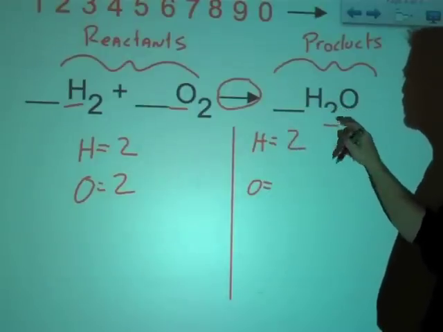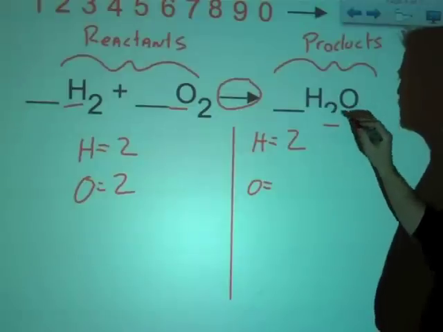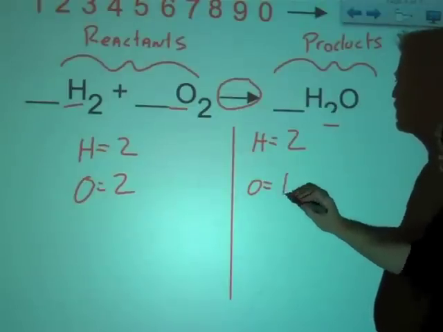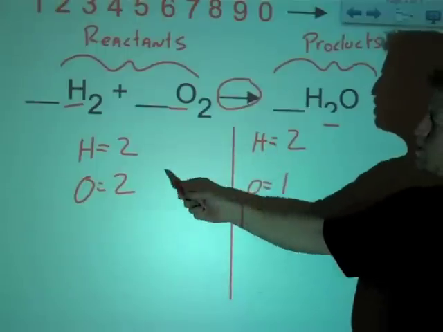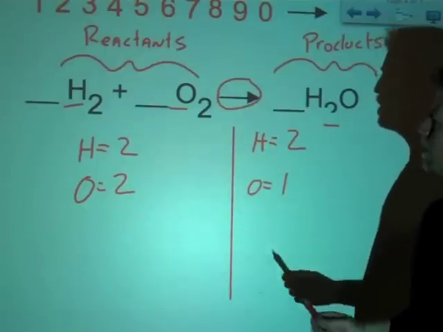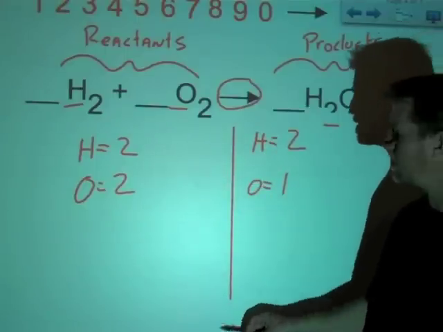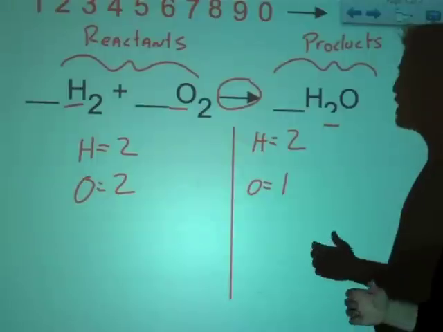Remember, this subscript only affects the H, okay? Then we have one oxygen, okay? So if we look across from side to side, we have 2's matching the hydrogens, but we have a 2 oxygen and a 1 oxygen over here. They do not match up. So what can I do to match these up?